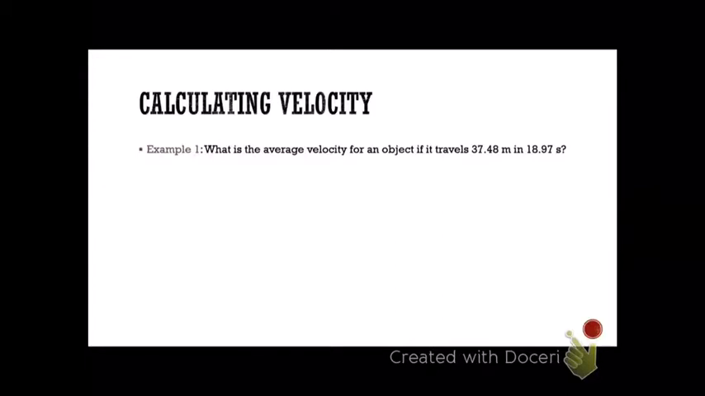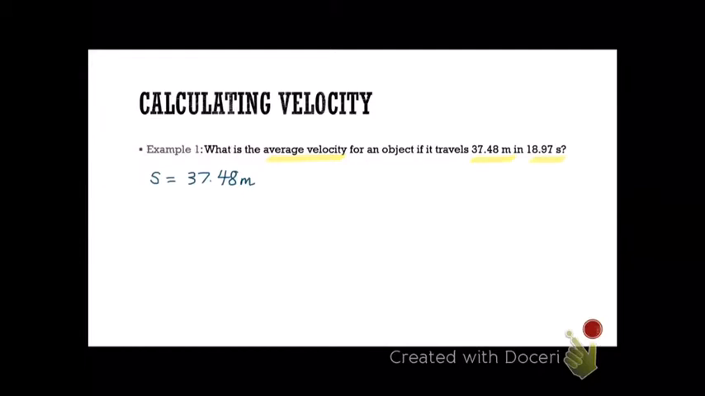Now we turn to calculating average velocity, or the average rate of change of displacement. Example 1. What is the average velocity for an object if it travels 37.48 meters in 18.97 seconds? So once we've understood the problem, we list the data.